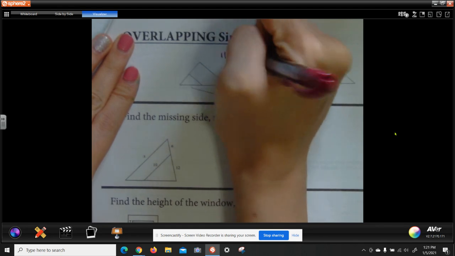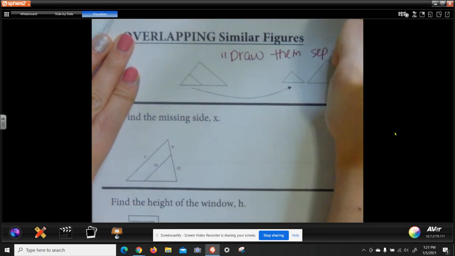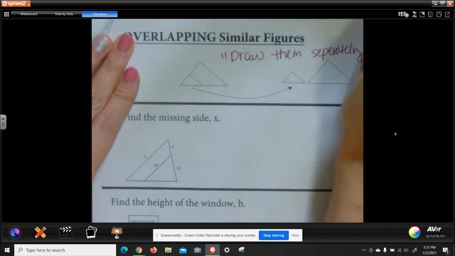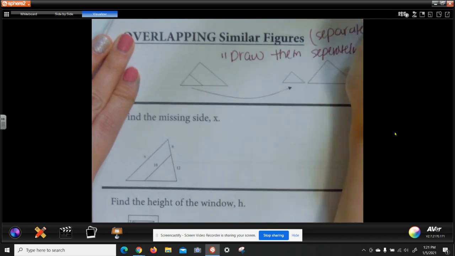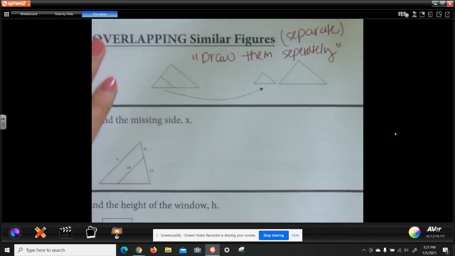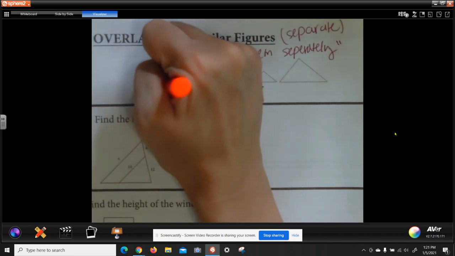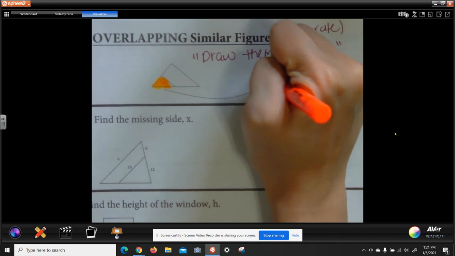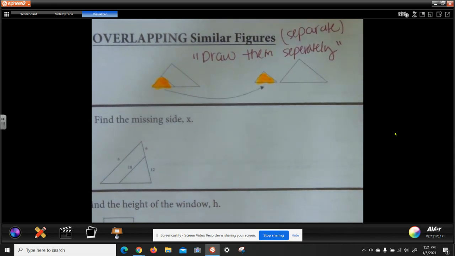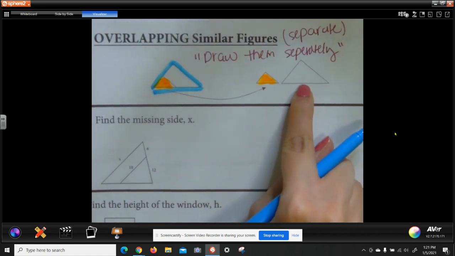So you need to draw them separately. So in other words, separate. They need to separate them. All right? Because you have a smaller one inside, a small triangle, which is this one right here. And then you have a bigger one. Okay, the bigger one is drawn over here on the side.